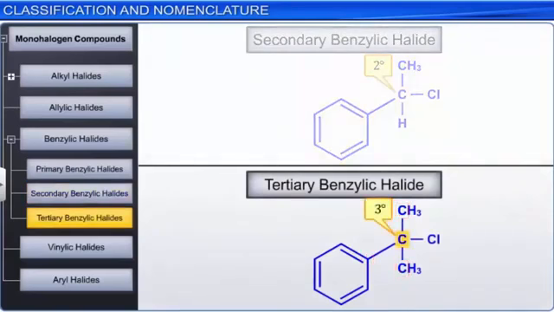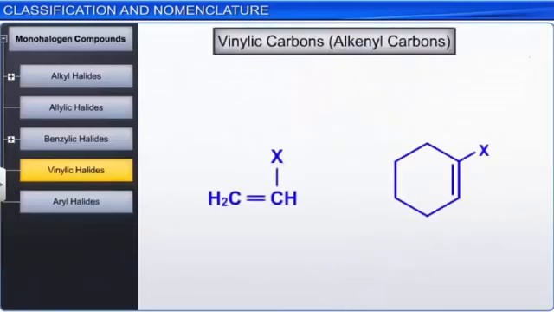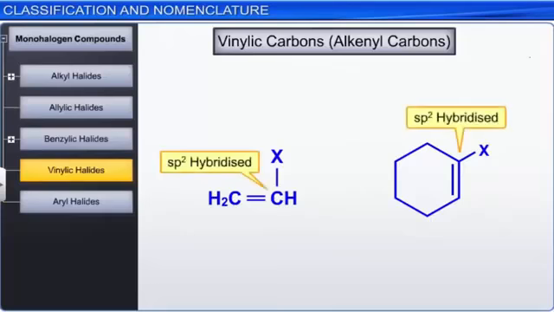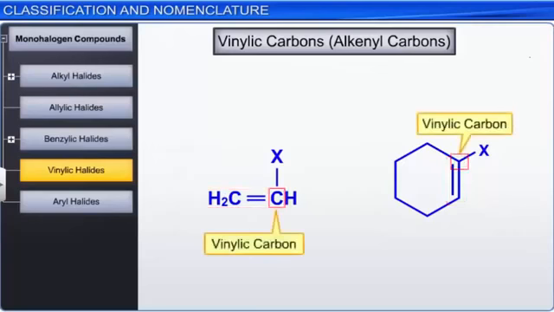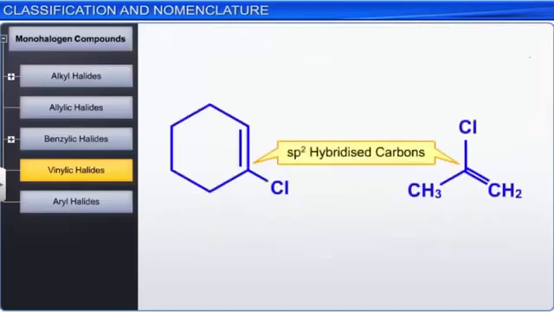It will be helpful in your chemistry studies if you can identify vinylic carbons, or alkenyl carbons, as they are sometimes called. Vinylic carbons are sp2 hybridized and are double bonded to one carbon atom. The vinylic carbons in two different molecules are shown in the illustrations here. Vinylic halides have a halogen atom bonded to an sp2 hybridized carbon atom of a carbon-carbon double bond. Two examples of vinylic halides are shown here.